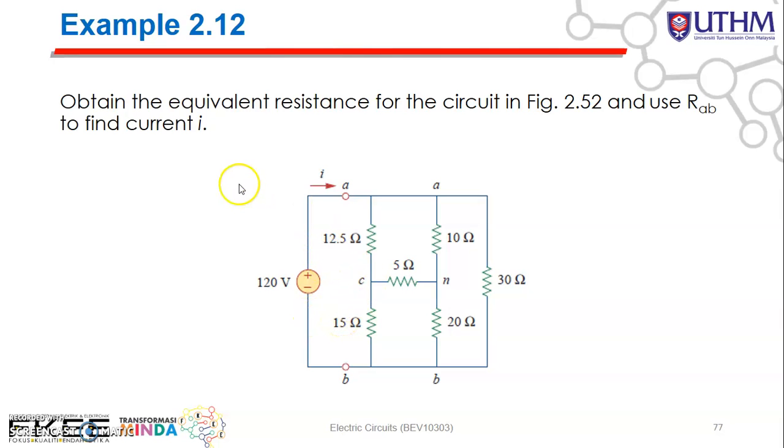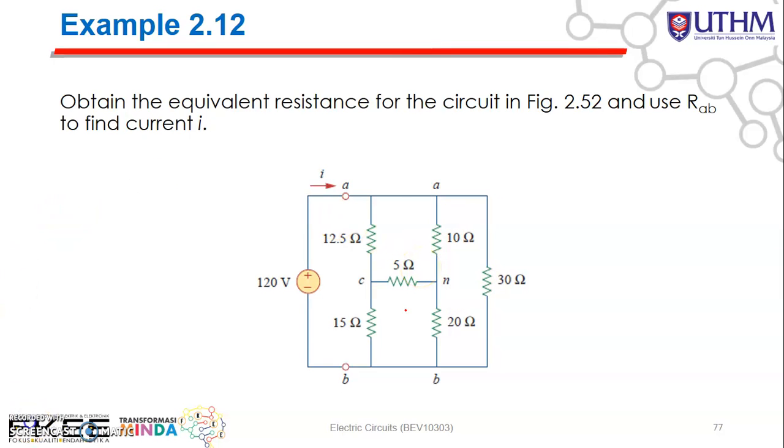Based on RAB, you can find the value of I, where I is equal to V over RAB. So V is 120 divided by your RAB. As you might see from the circuit, each of the resistors is connected to each other, but not in series and not even in parallel. So how do you calculate the value of RAB? You need to do the transformation technique.